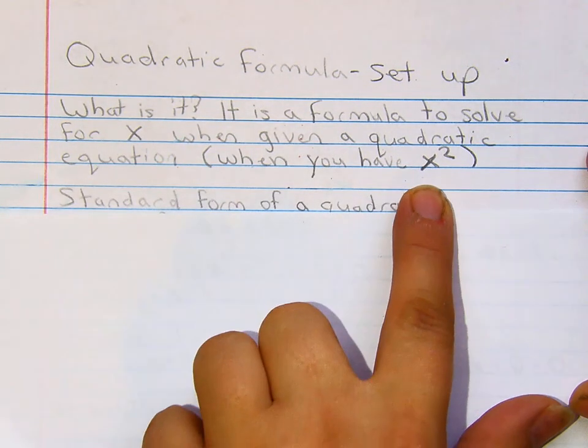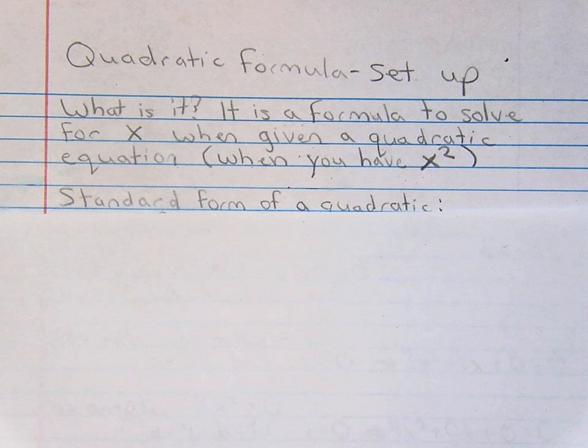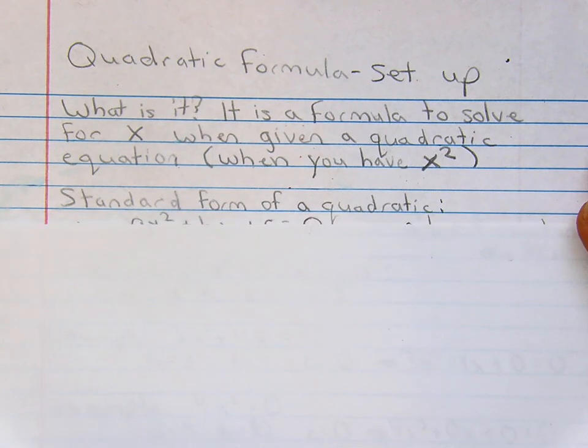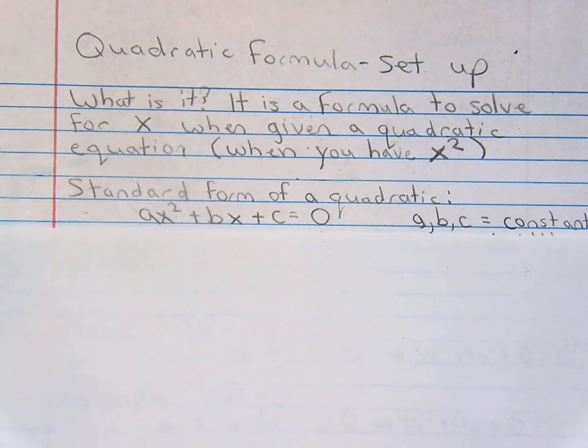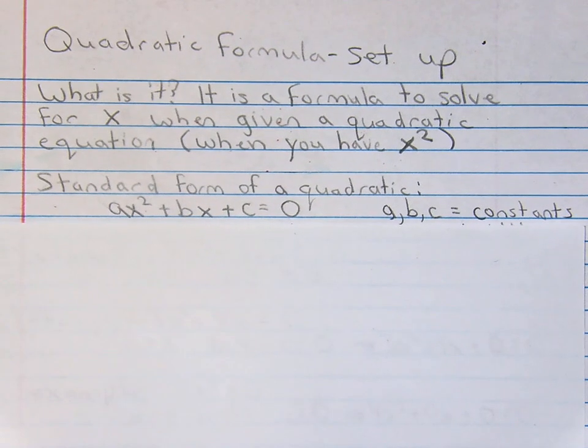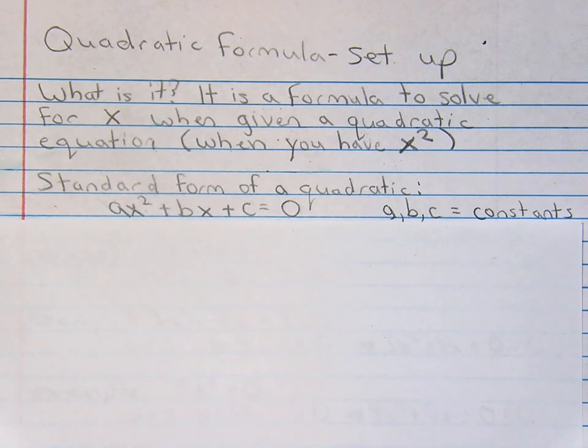And remember, a quadratic equation is when you have x squared for your leading coefficient and your leading term. So the standard form of a quadratic equation would look something like this. Make sure if you need to pause the video anytime to write this stuff down, please feel free to do so. Ax squared plus bx plus c equals 0, where a, b, and c are constants.